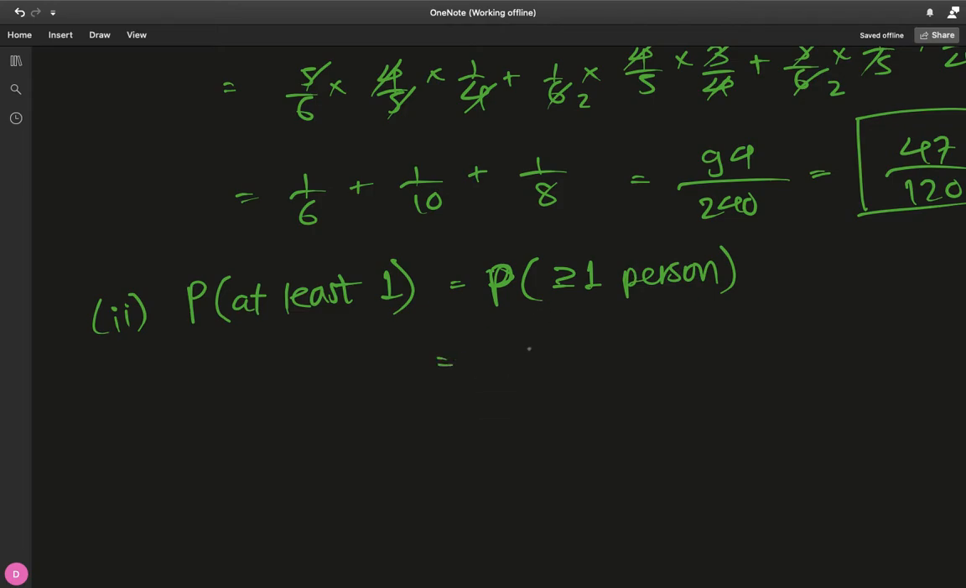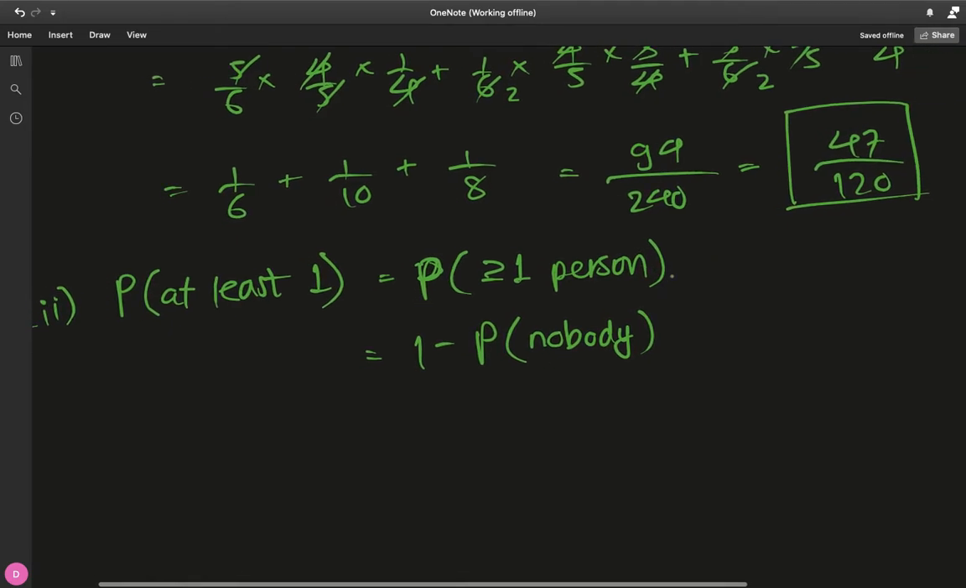So that's basically like saying 1 minus probability of nobody hitting, because probability of at least one person includes probability of one, probability of any two, and probability of all three. So it's basically the set that contains all the possible outcomes for three people except the outcome of nobody hitting the target.